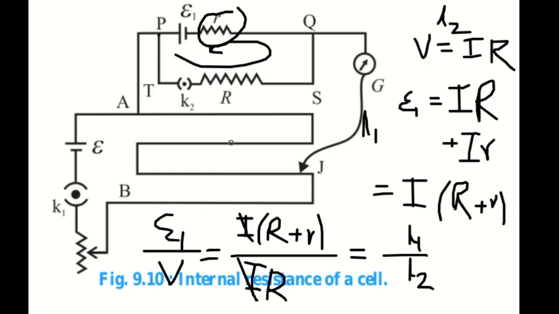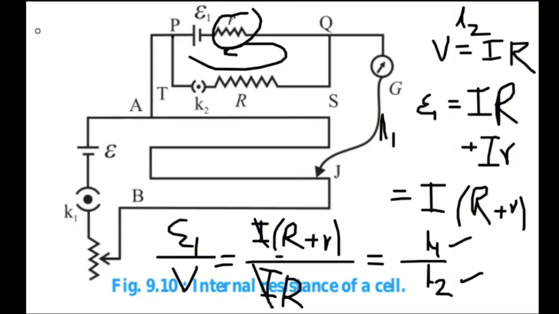If we know the value of capital R, and we measure small l1 and small l2, the lengths of the respective null points, then we can calculate small r. I will write it here: small r is equal to capital R into (L1 divided by L2 minus 1). If we solve this, we can get the internal resistance of this battery.